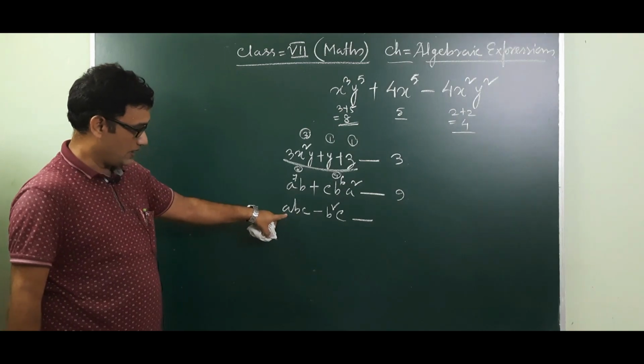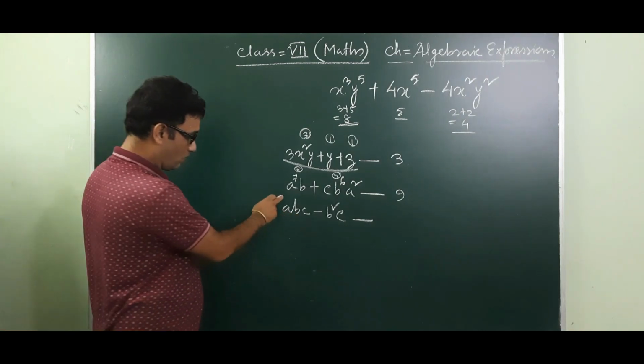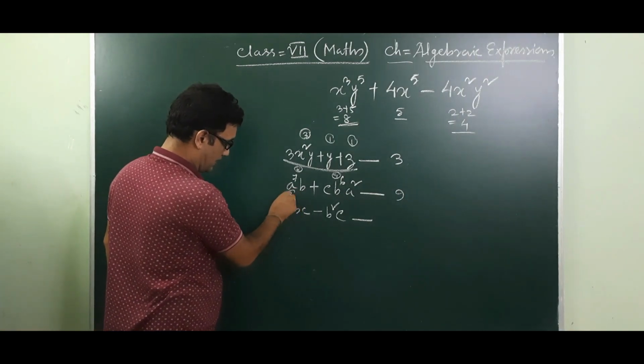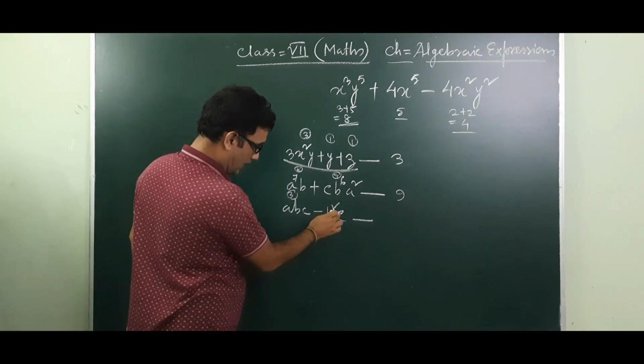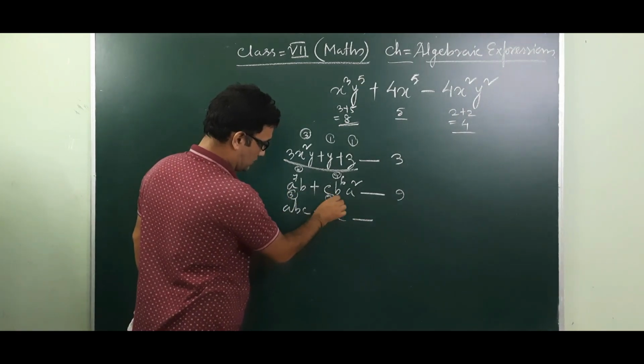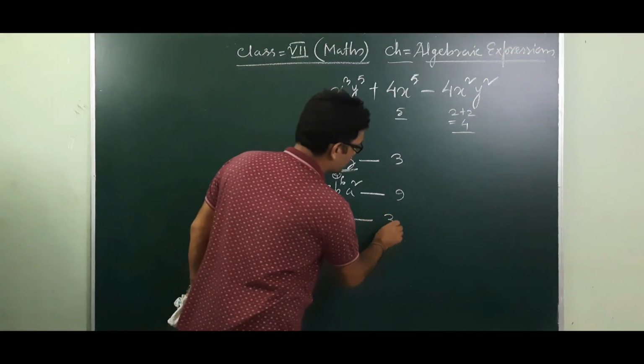The next here a, b, c. That means 1, 1, 1. That means 3. And here b square and b means 2 plus 1 means 3. Both sides are the same. That means the degree will be 3.